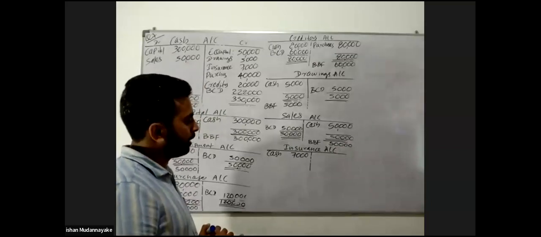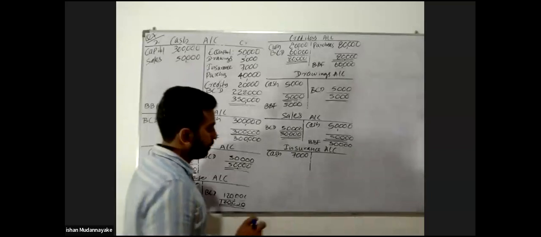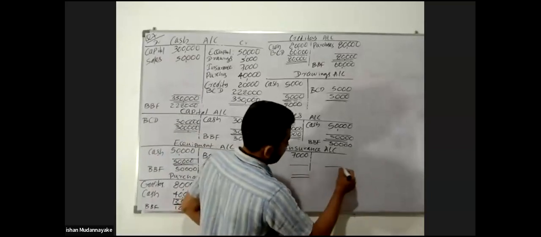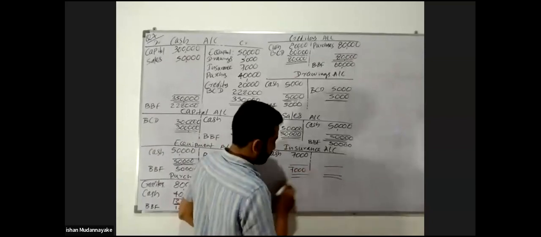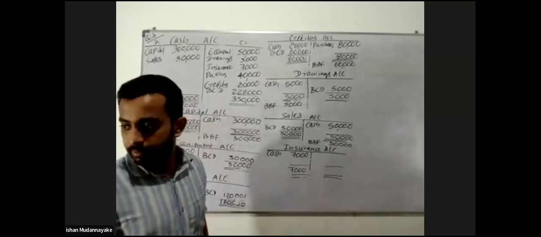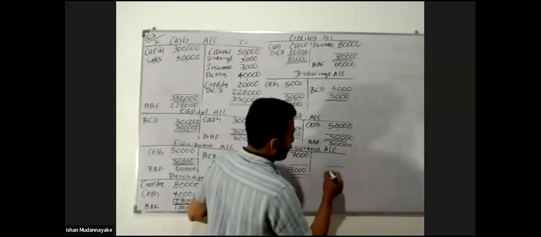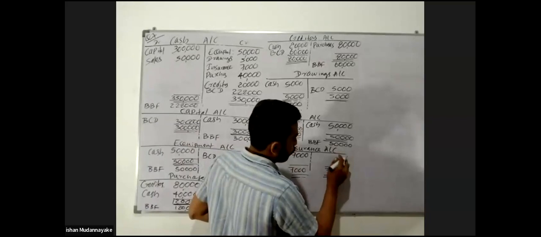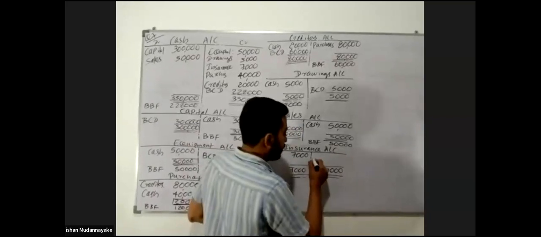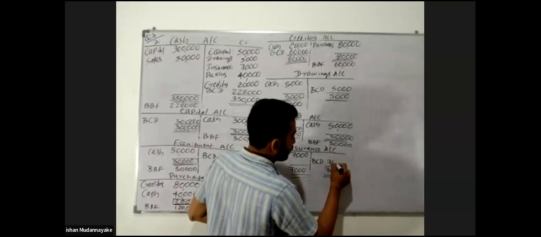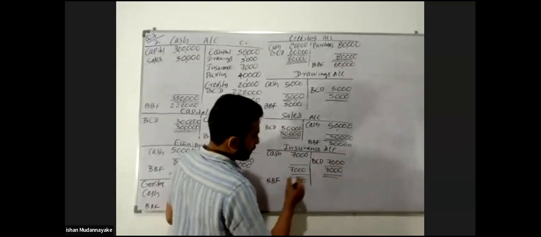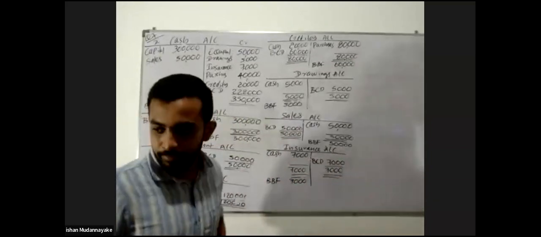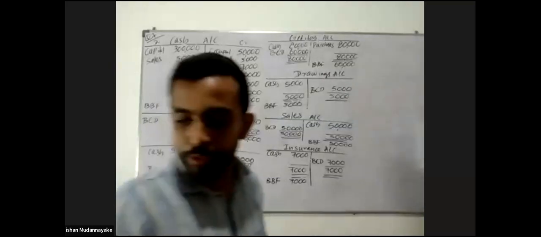Right. And after that, the insurance account. Insurance account 7,000. Higher side, debit side, 7,000. And transfer that amount to the credit side, 7,000. No balance to deduct. So balance carried down 7,000, and balance brought forward 7,000. Okay, now please balance all the ledger accounts.